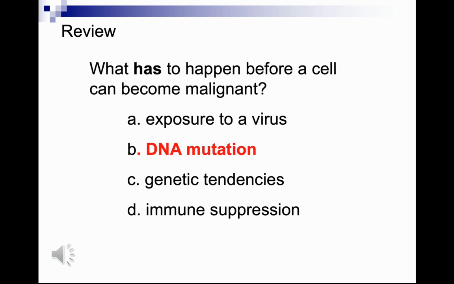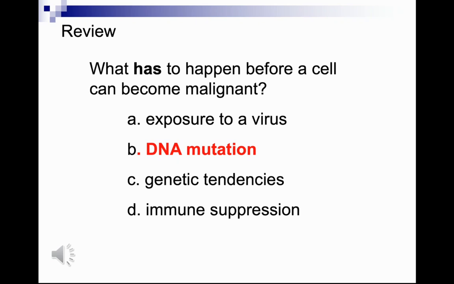And the answer is DNA mutation. In order for a cell to become malignant, the DNA has to mutate. Now, exposure to a virus may cause the mutation. Genetic tendencies may result in DNA mutations. And failure of immune suppression may result in failure to recognize abnormal cells and destroy them. But for a cell to become malignant, the DNA mutation has to occur.